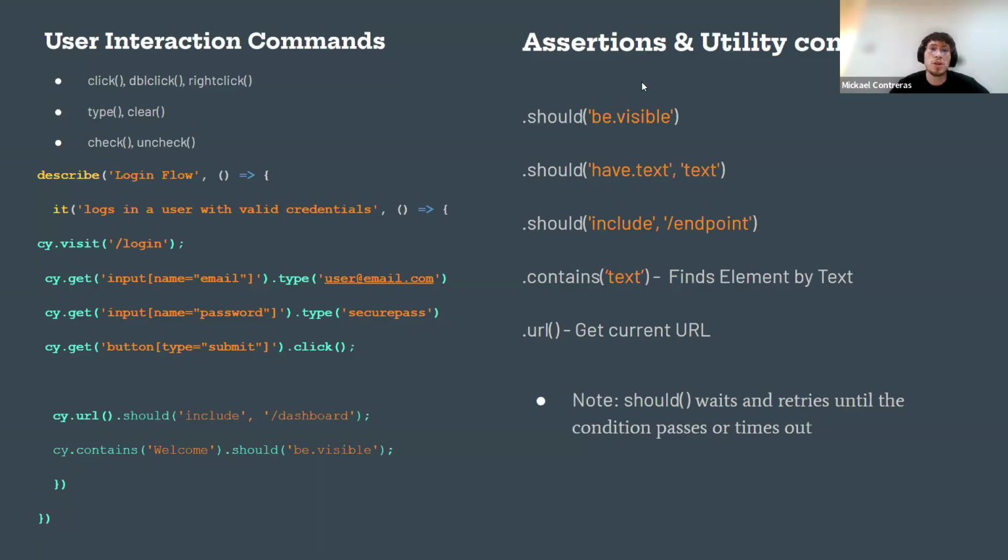We check that the URL includes a dashboard endpoint, and we use cy.contains to find that welcome message and assert that it's visible. Cypress uses should to run those checks, whether you're checking if something is visible, if text matches, or if you're on the right page. .should helps confirm your app did what it was supposed to do. And one of the best parts: Cypress automatically waits and retries these checks under the hood. So even if the DOM takes a second to update, your test won't fail immediately, which helps cut down flaky test behavior.